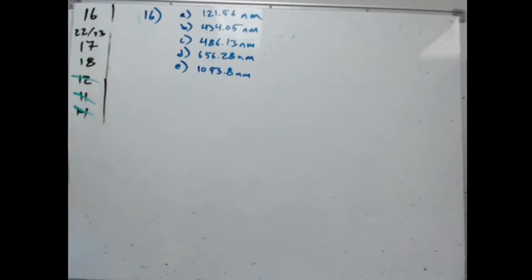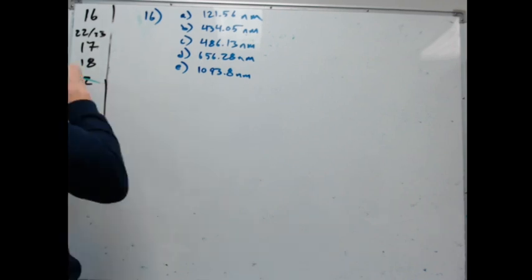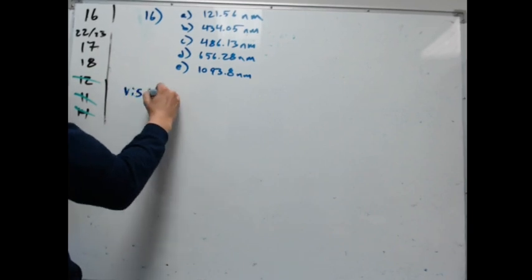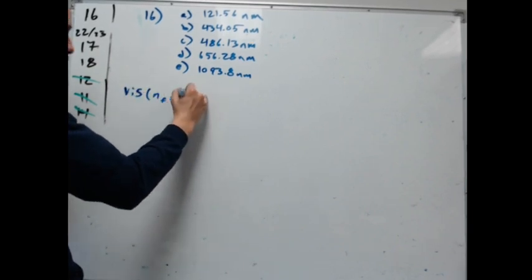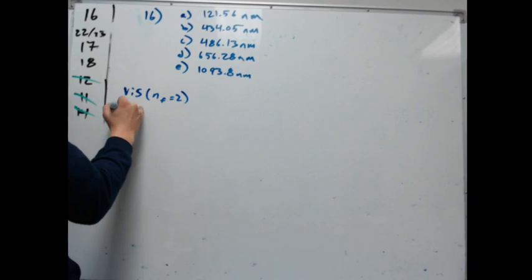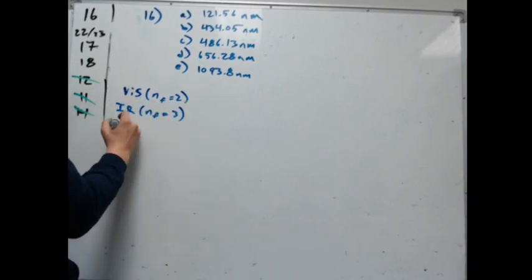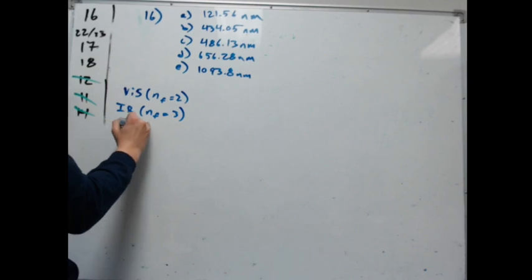Yeah. So we've got these different lines. What are we supposed to do with these? Identify which transitions are visible in the series n sub f equals 2, the infrared series n sub f equals 3, and the ultraviolet series n sub f equals 1. And then calculate n initial for each emission line.